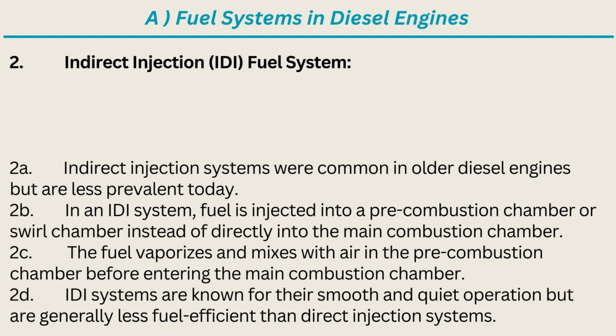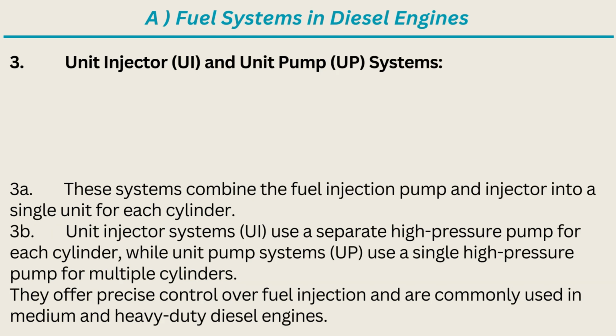main combustion chamber. 2C. The fuel vaporizes and mixes with air in the pre-combustion chamber before entering the main combustion chamber. 2D. IDI systems are known for their smooth and quiet operation but are generally less fuel efficient than direct injection systems. 3. Unit injector, UI, and unit pump, UP, systems.